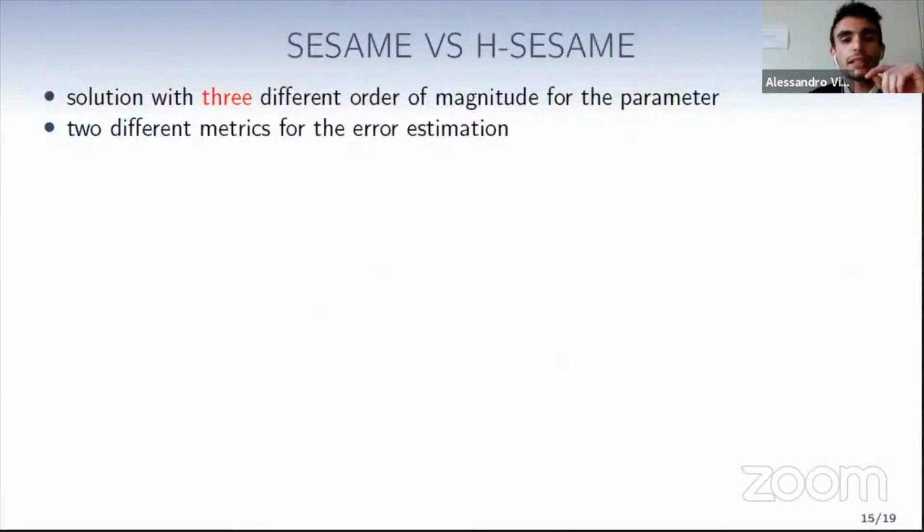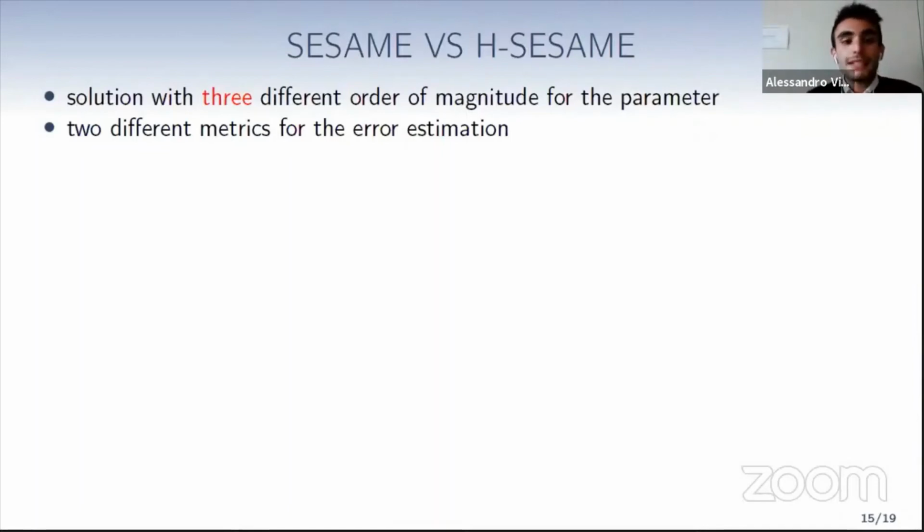And for what concerned the numerical results, we compared the Sesame, that is the sequential Monte Carlo with the conditionally linear Gaussian approximation, and the H-Sesame, that is the same algorithm with the introduction of the hyperprior. We choose 3 different orders of magnitude of the parameter: one order of magnitude less than the true one, the order of magnitude of the true parameter, and 1 order of magnitude more.